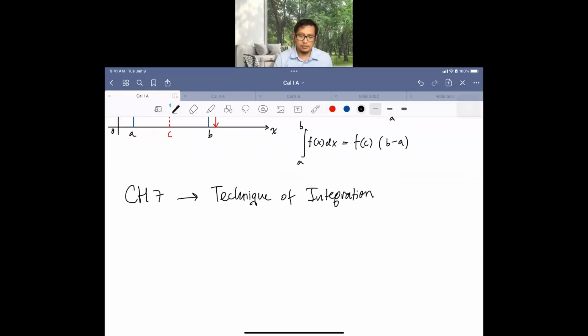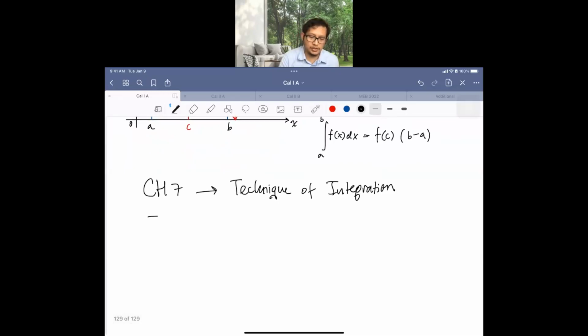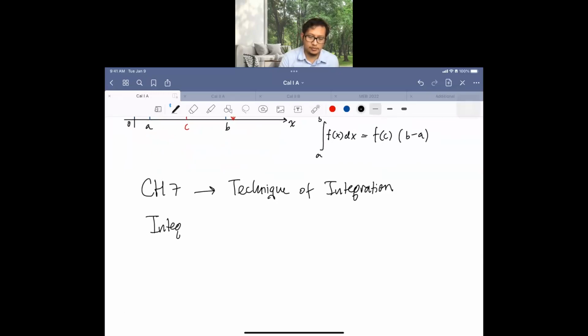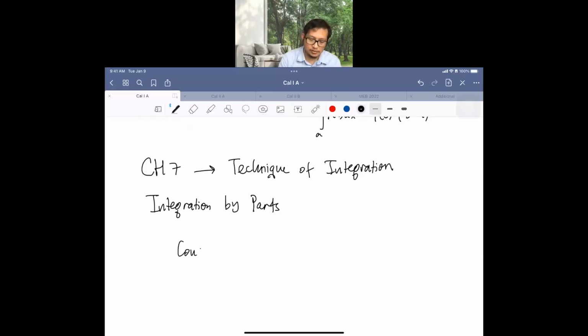Okay. So we start with integration by parts. To start chapter 7, I would like to start with derivatives. So consider, let's say we have a function, a capital F like that, and we have f and g. Okay, we start from here.